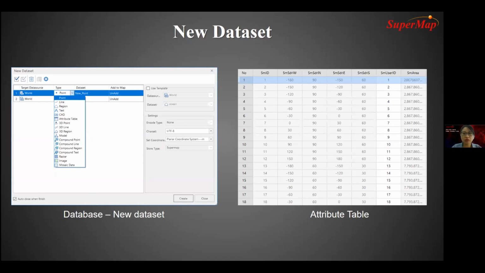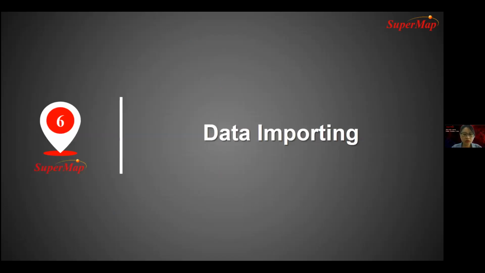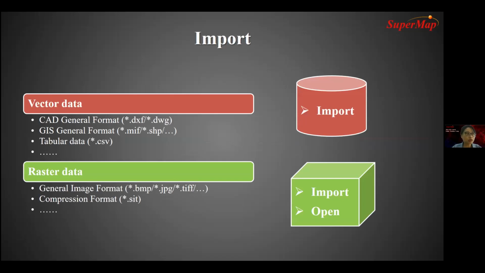And also we support the attribute table. In addition, SuperMap can also support importing other formats of data, just like shapefile data, CAD data, or other vector data, and also support raster data, including TIFF, JPG, or grid data.